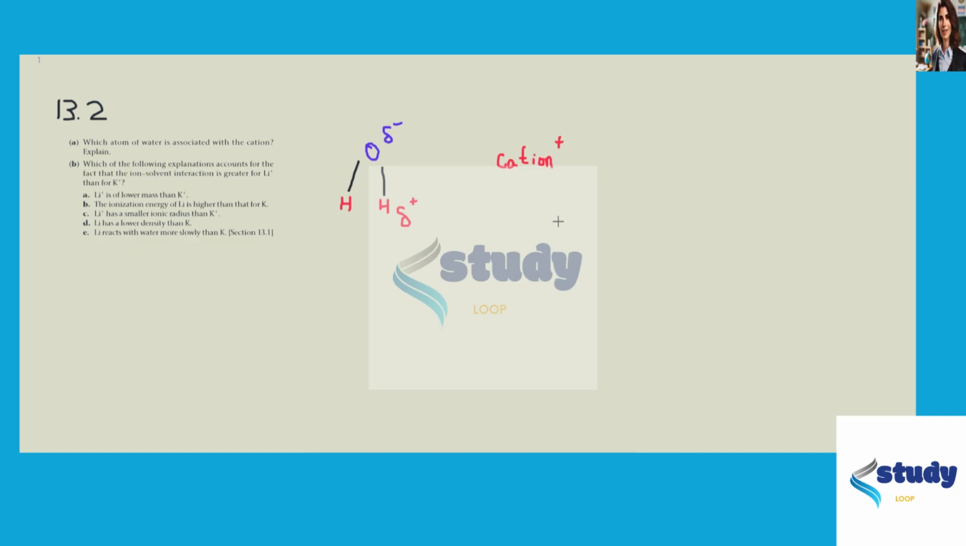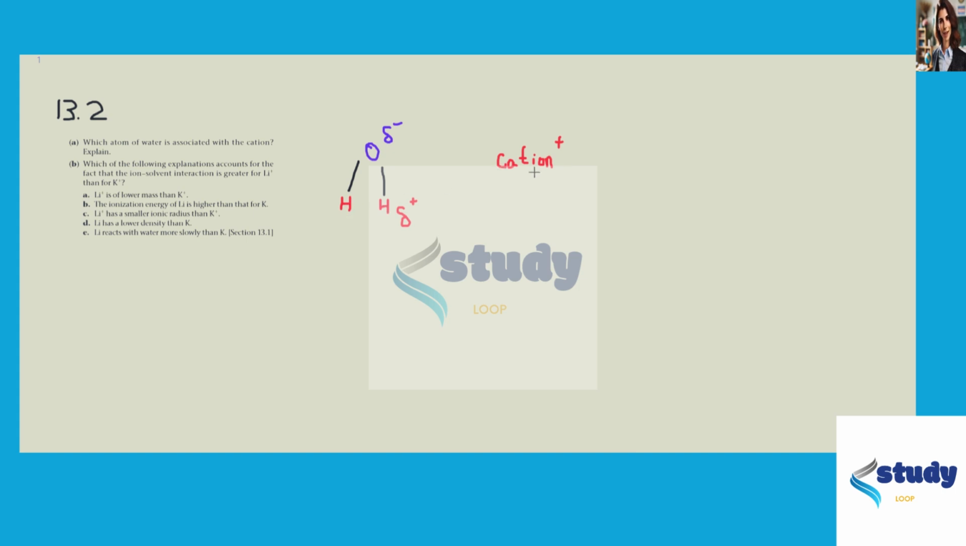All right, we're now in chapter 13 on problem 2, and we're looking at the first part of the problem here, which is: which atom of water is associated with the cation, and explain. So over here we have our water drawn out, and we notice that water is a polar molecule, and the negative end is right here. The negative dipole is with oxygen, and the positive dipole is with the hydrogen.